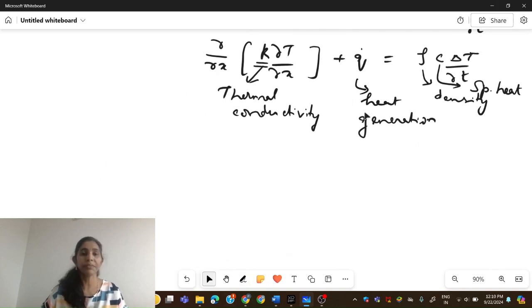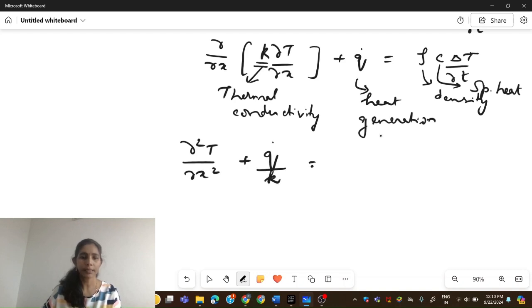Now, in this equation, if K is taken as a constant, how will this get modified? This will change to, taking the dou inside, dou square T by dou x square plus Q dot divided by K, equal to rho C by K into dou T by dou t. You can write it like this also.